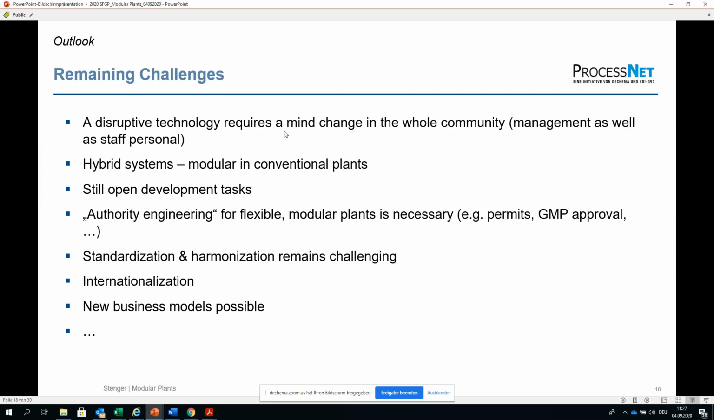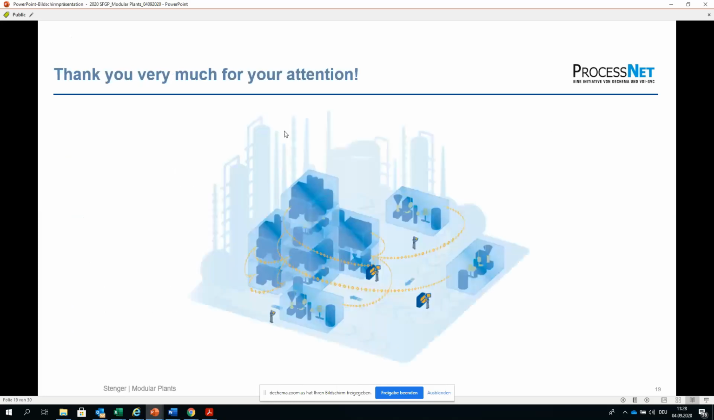And of course, new business models are possible and thinkable. Why invest in such modules when it could be possible to rent them from the market just for the time needed and then give them back? So really sharing process technology instead of bringing capex into the market. These are just ideas that the community has and is working on that could pave the way to the future plants. With that, I would like to thank you for your attention, and I'm open to questions.